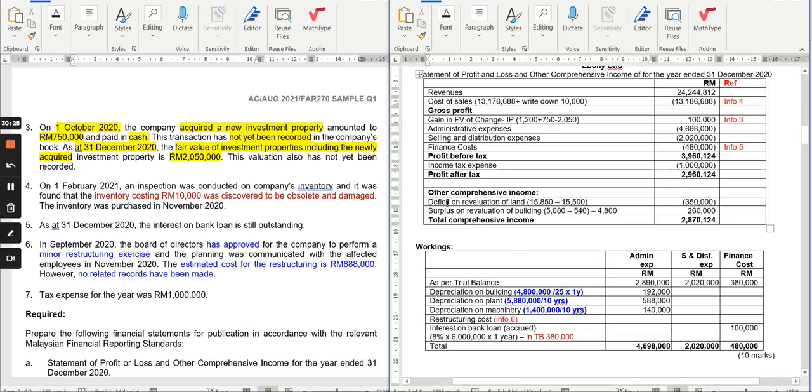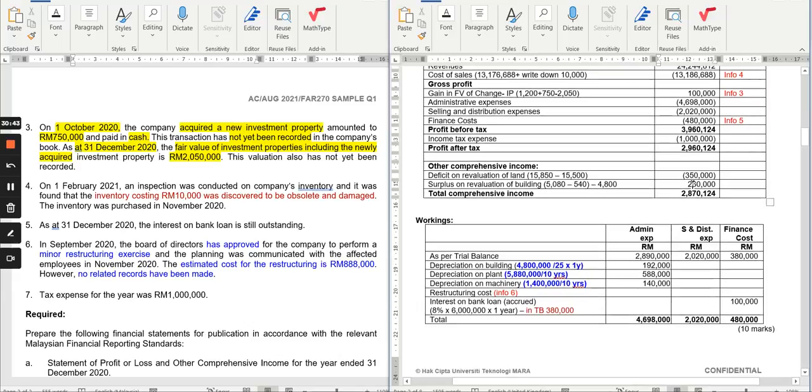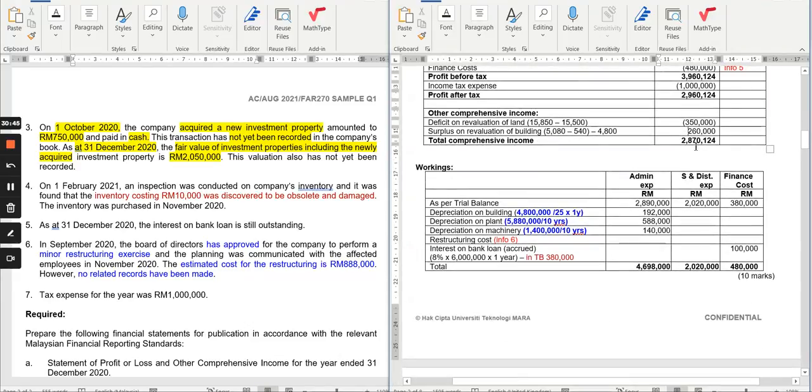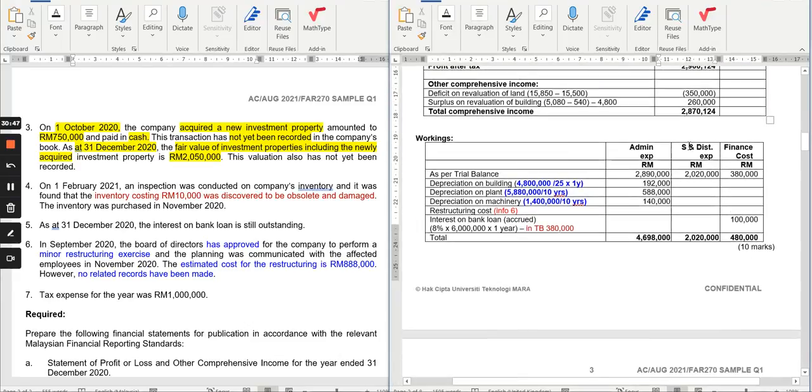And in the end, your profit after tax, or profit for the year, is 2,960,124, and your deficit and surplus must be shown separately because these are not related to the same asset, same land, same building. No, it is a different one. So that's why it is being done separately. You cannot offset things against each other. This is a land and this is a building. So therefore you have that being done, total comprehensive income.